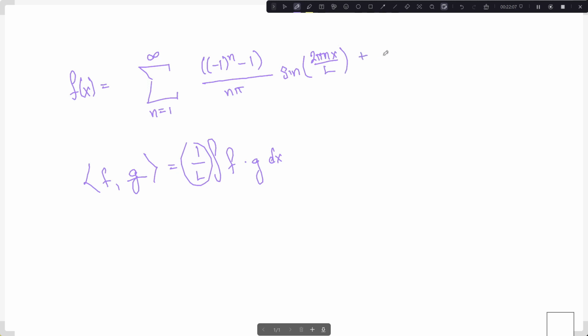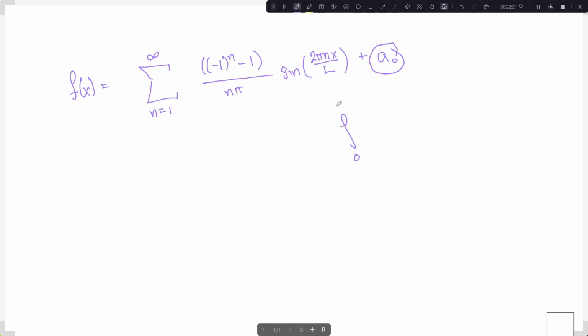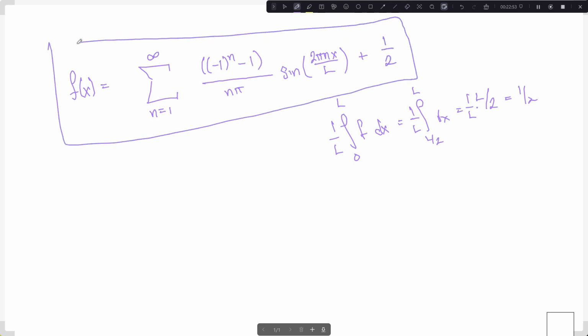And then I also have the a0 term here, because I didn't actually calculate my a0 term in the previous setting. The a0 term is always calculated separately. That's always going to be just the total integral of f dx, which in this case is the integral from L over 2 to L dx, which the area under that curve is just L over 2. And with a 1 over L out front, this gives me 1/2 for a0. So we want to make sure that we add 1/2 at the end. So there is my Fourier series for this particular function f.